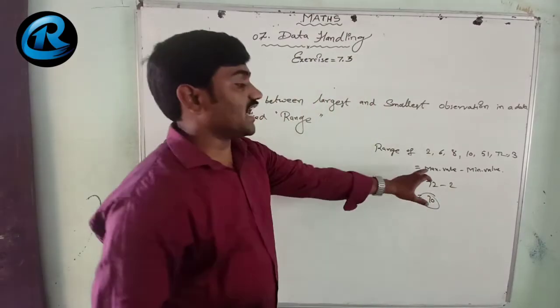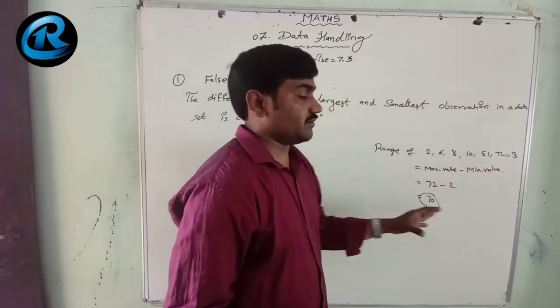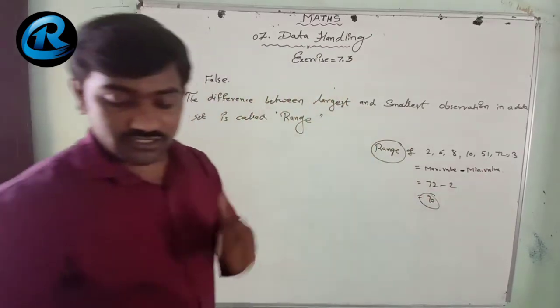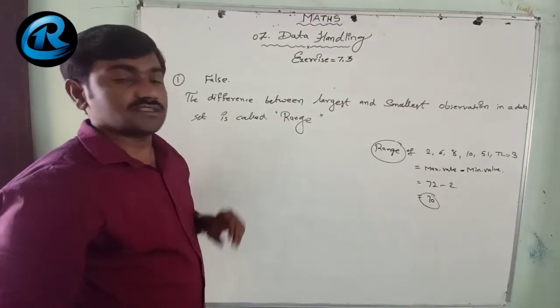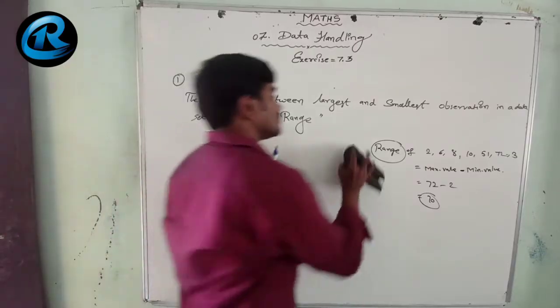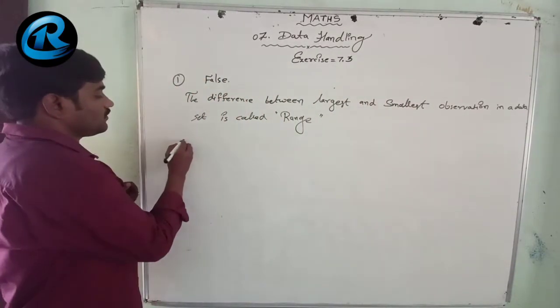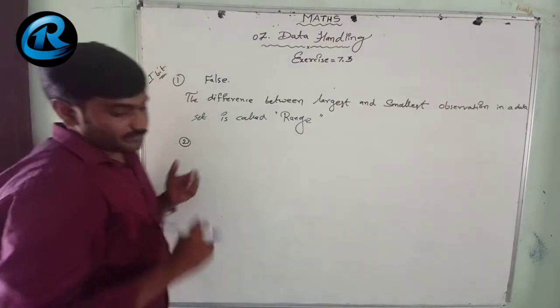The difference between the largest number and the smallest number, maximum and minimum, is called the range. So you can also write this example for this. Okay, so now next, the first bit in the second one.